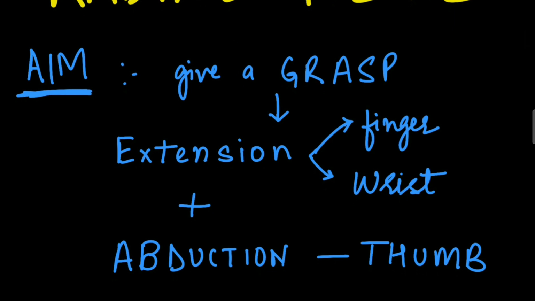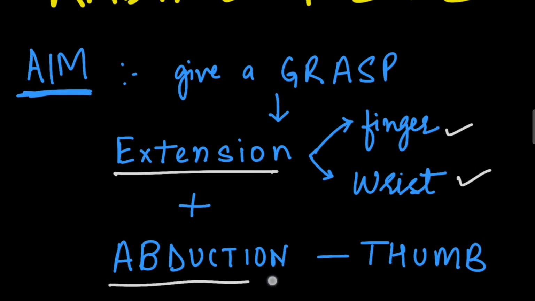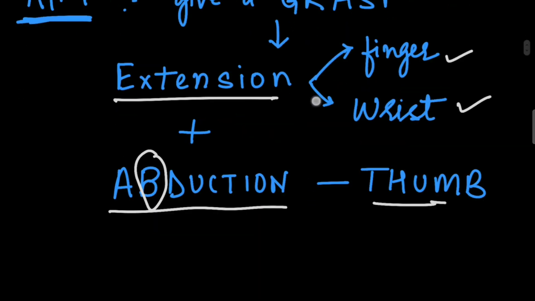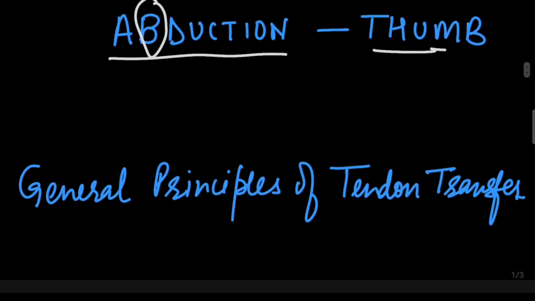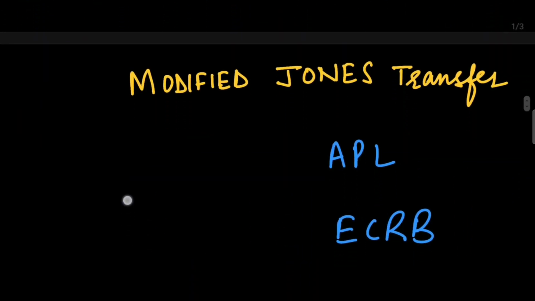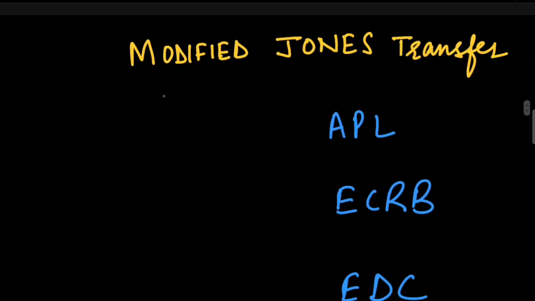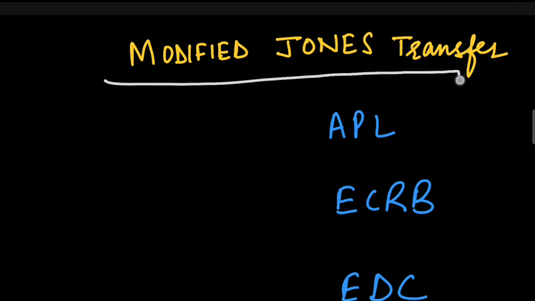So in order to give a grasp, we need to have firstly the extension of the fingers and the wrist, thus correcting the finger drop and wrist drop, and abduction of the thumb. Now before moving to the transfer types, we have to follow the general principles of tendon transfer, which we will discuss in some later videos. Now the standard transfer that we do in radial nerve palsy is the modified Jones transfer.